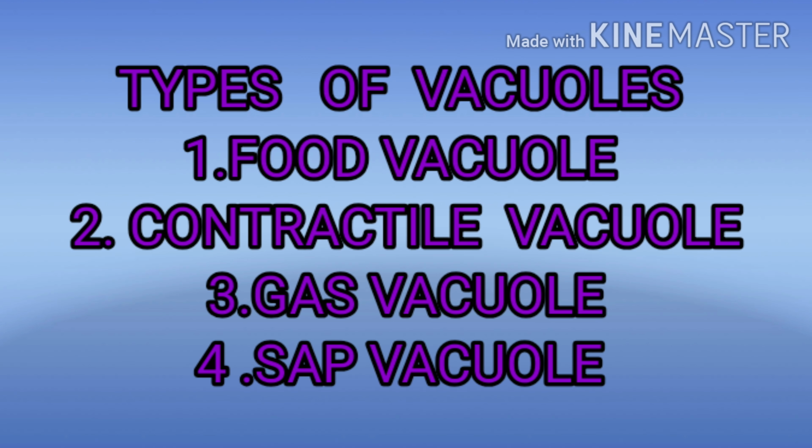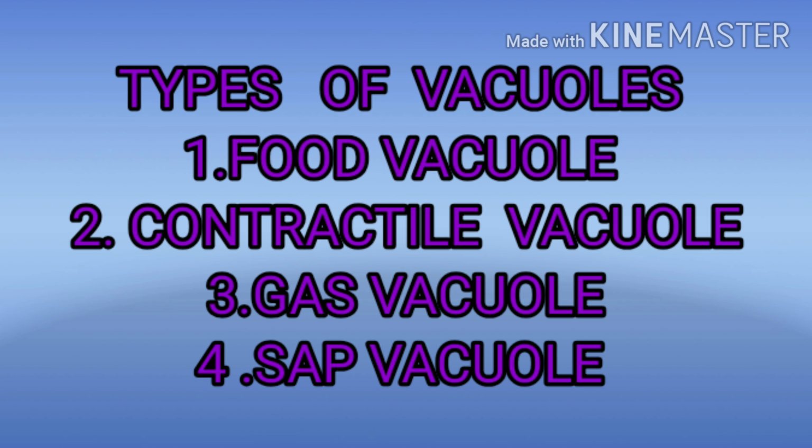So first is food vacuole, which is mainly present in the unicellular organisms like amoeba and paramecium. After taking the food, vacuoles are formed which help in the digestion. Next is contractile vacuole. Contractile vacuole is also present in amoeba and paramecium which helps in the pumping of the extra water, and it also helps in maintaining the turgidity also.